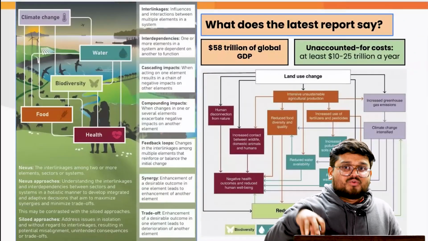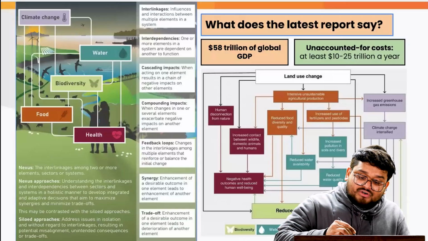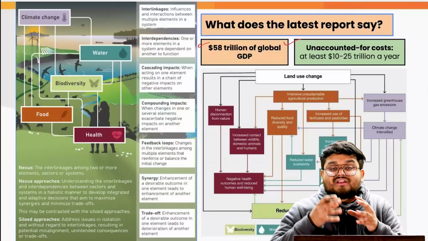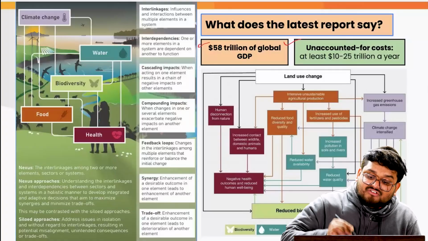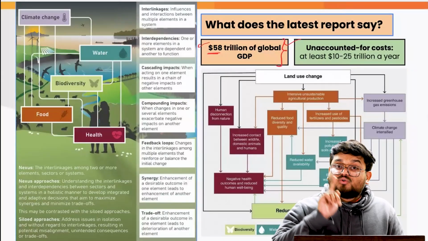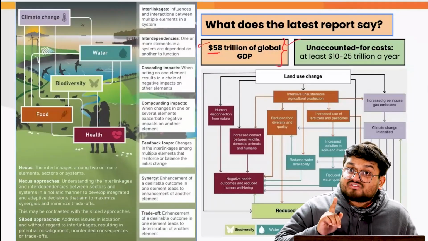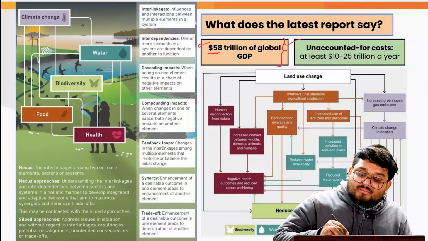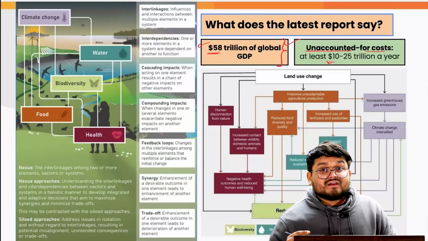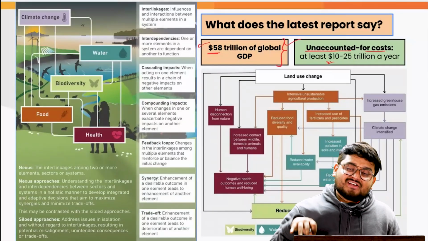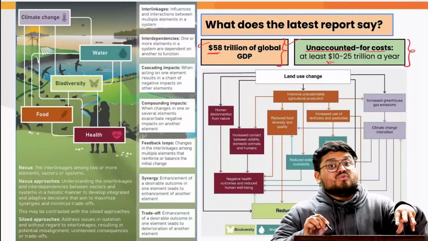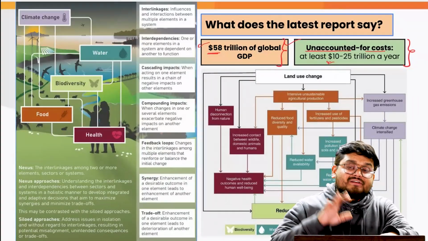Now, what does the latest report say? Firstly, it is very important to remember these 2 data sets. The first data is talking about the various risks due to various impacts on biodiversity, which can impact $58 trillion of global GDP. So as of now, due to climate change, due to water scarcity and those other things, there is a risk to around $58 trillion of global GDP. Also, when we talk about the unaccounted for costs due to these particular effects, the costs are at least $10 to $25 trillion every year, right? So with reference to anthropogenic activities that change the biodiversity of a particular location, those costs are $10 to $25 trillion in a year. That is very, very serious.